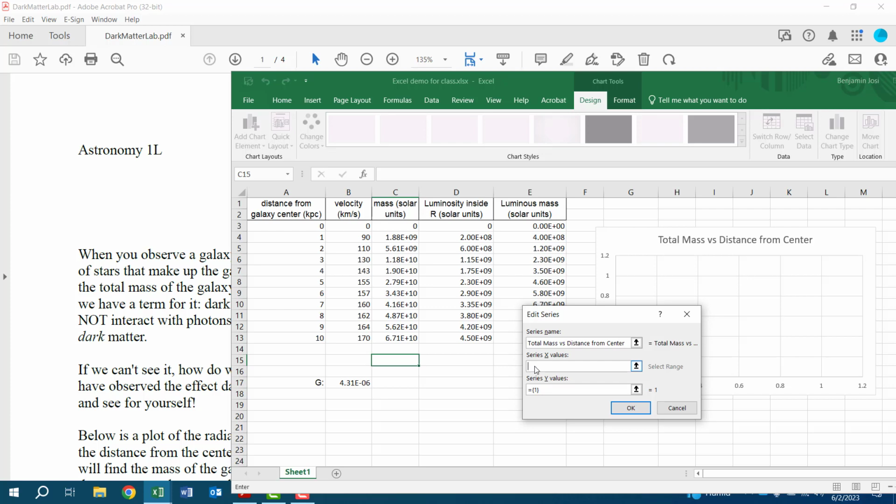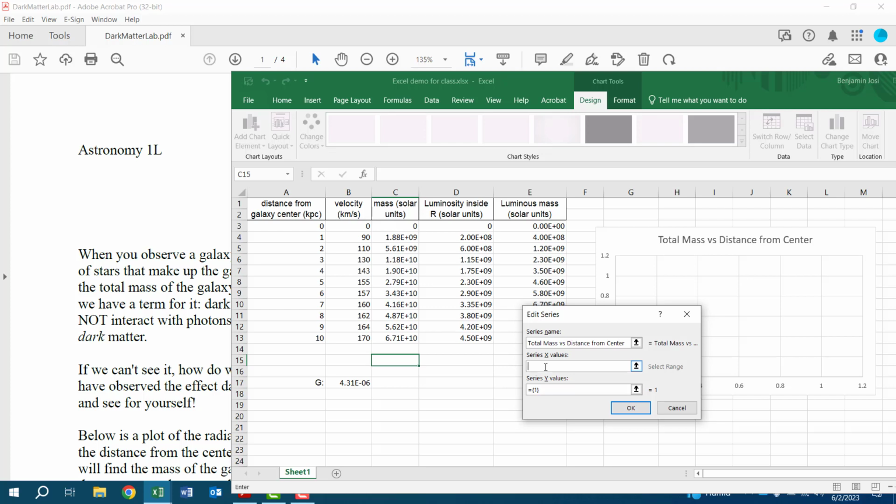Remember in high school algebra when you plotted things on the vertical axis versus the horizontal axis? You called the horizontal coordinate x, and we typically call the vertical coordinate y. Well, in this case, on the vertical axis we're plotting mass, and on the horizontal axis we're plotting distance from the center. So these are my so-called x-coordinates, as Excel will refer to them, and the mass data are my y-coordinates.